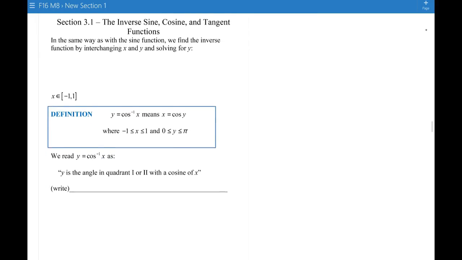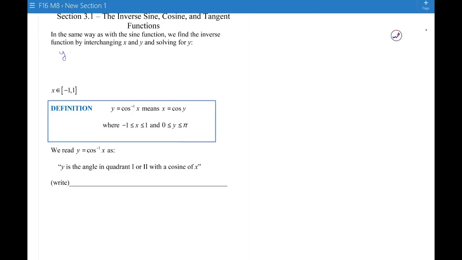So in the same way as with the sine function, we find the inverse function by saying, let's say y equals cosine x, then interchange x and y. So then we say x equals cosine y, and then we solve for y by applying the inverse cosine function. So y equals the inverse cosine of x, and I suggest that you read it that way, the inverse cosine of x. And this x must be between negative 1 and 1 to be able to make sense of this.